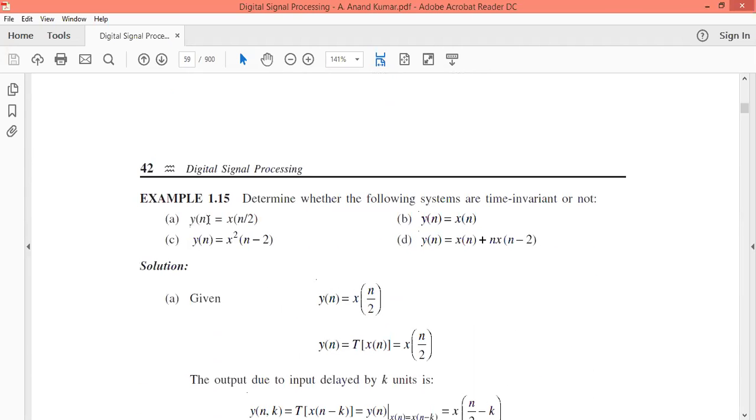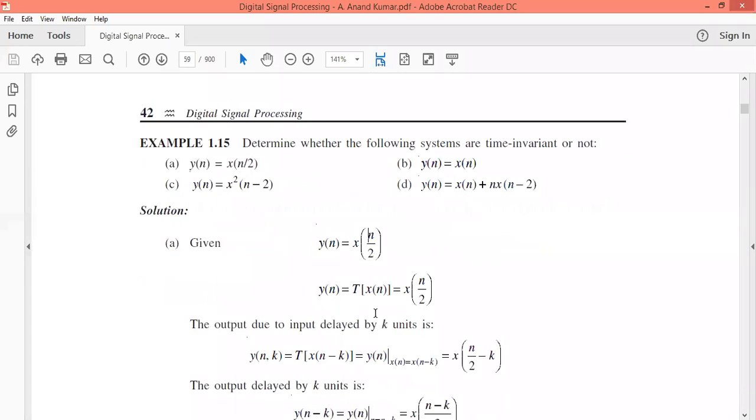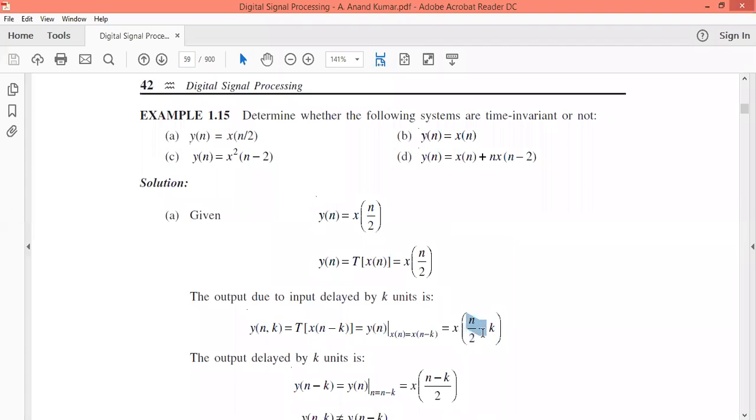So we see this example. What we have to do? Here y of n is equal to x of n by 2. We just apply a delay to this. If you apply a delay to the input signal, just add minus k to whatever index you have in the x. So we get x of n by 2 minus k. Shift the input signal by k units.